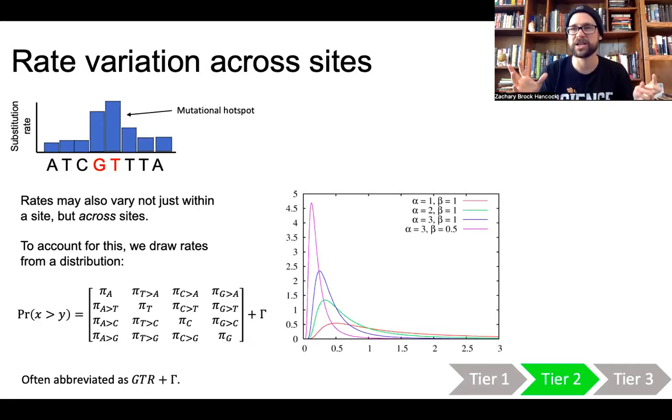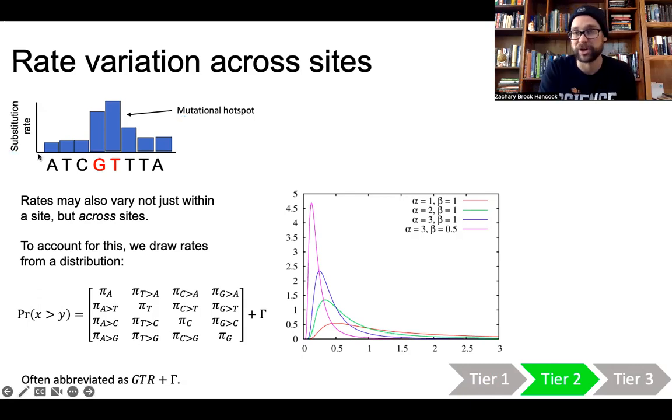Now we have some idea about substitution models, but we're still being a little too simple, right? We're still assuming that across every single site, that model works, right? That we're still assuming at some level that rate is constant across sites. But it very rarely is. Again, as we already mentioned, there are such things as mutational hotspots where you get a lot more mutation.